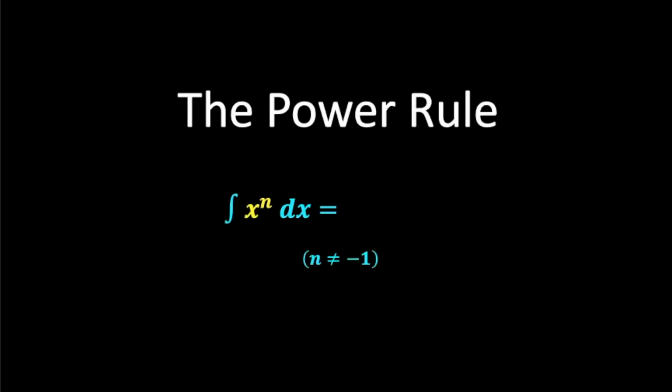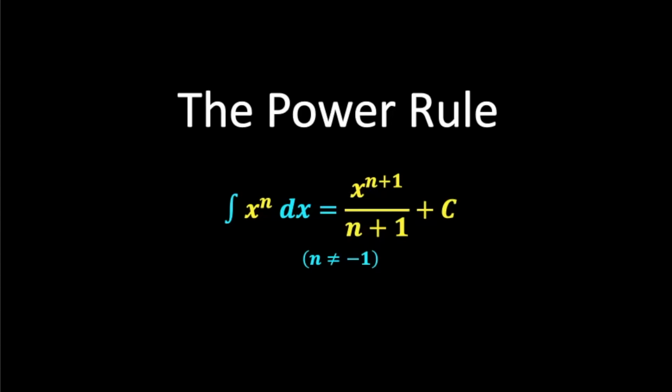First, the majority of cases where n is not -1. So basically any number other than -1. In this case, the formula looks like the following here. We have n plus 1 as the new exponent. So you add 1 to the exponent and you divide by the same value. And include a constant of integration. In this case, I wrote c. In general, though, this constant will disappear when you find the derivative. This is why we have to include it.